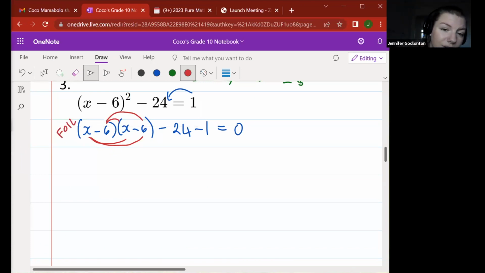We're going to multiply those first two terms. We're going to multiply our outer terms. We're going to multiply our inner terms, and then we're going to multiply our last terms. I'm going to give you guys 1 more minute to try and work through this, and then I'll start talking you through what to do on the board.